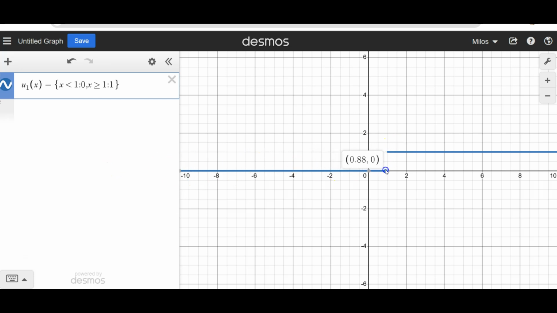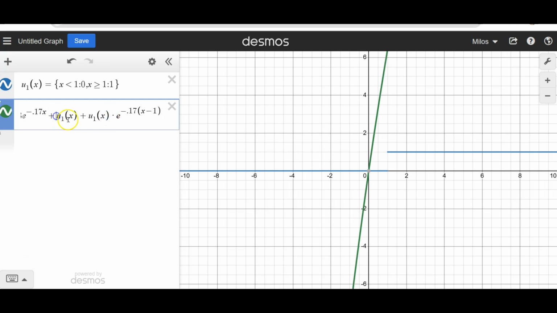But you notice here that at time 1, if I try to click on that point, it actually jumps up to the point (1, 1), because we said for x greater than or equal to 1, we want the output to be a 1. Now all we have to do is put in the rest of the function.